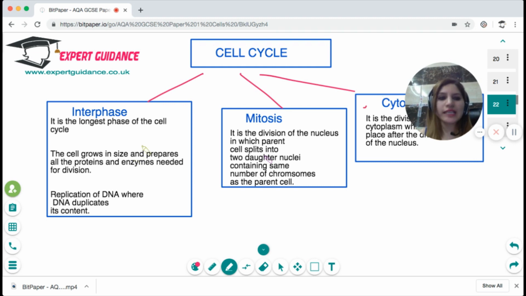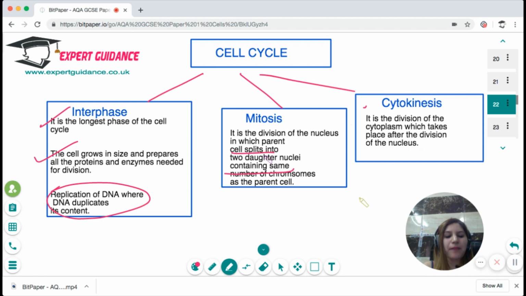It is the longest phase of the cell cycle, in which the cell grows in size and prepares by making all the proteins and the enzymes needed for cell division. And the very important step that takes place in the interphase stage is replication of DNA, where the DNA duplicates its content. After this preparation or interphase stage is done, then comes the mitosis stage. Mitosis is the division of the nucleus in which the parent cell splits into 2 daughter nuclei, which contain exactly the same number of chromosomes as the parent cell. So the daughter cells are genetically identical.